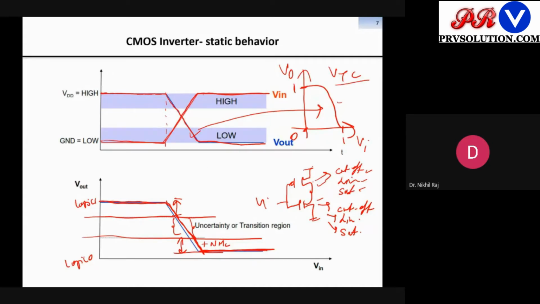Like in cutoff, linear, and saturation, we will say logic 0 and logic 1, and decide which mode should be selected. Cutoff means definitely logic 0, but the question is whether logic 1 will correspond to linear or saturation. So that we'll see.